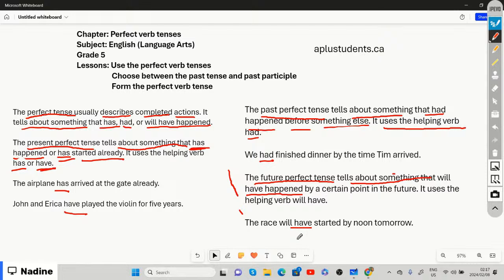And then we have the past perfect tense, which tells us about something that had happened before something else, and it's usually the helping verb had. And then lastly, we have the future perfect tense, which tells us about something that will have happened by a certain point in the future. It uses the helping verb will have.